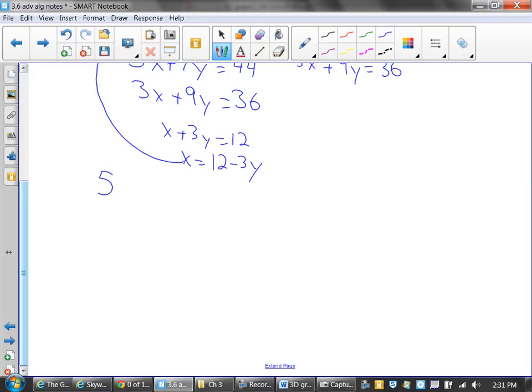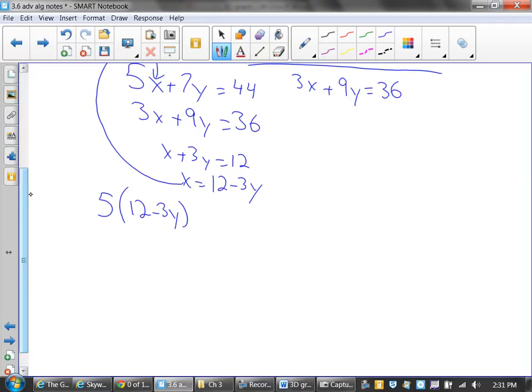So I have 5 times 12 minus 3y plus 7y is 44. So 60 minus 15y plus 7y. If you were complaining that you got 2 for an answer, you did it right. Add the 8 over, subtract the 14. If you got y is 2, you did it right.